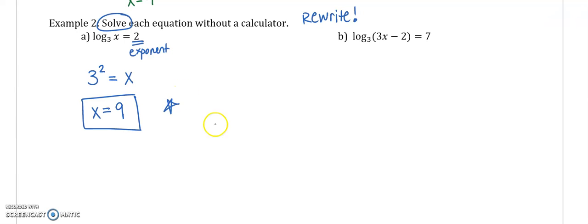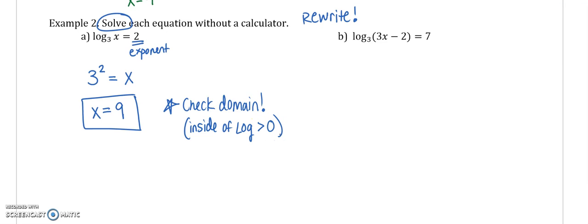The one thing you do have to remember with log equations that we didn't have to do before is you have to check to see that your solution is in the domain. Because there are times where you get an answer, but then because it's not in the domain of the log, it's not really an answer. Now remember, inside of a log has to be greater than 0. So that's how you can check to see if it works. If x is 9 and I plug that in, 9, which is what's inside my log, will be greater than 0, so it checks out.